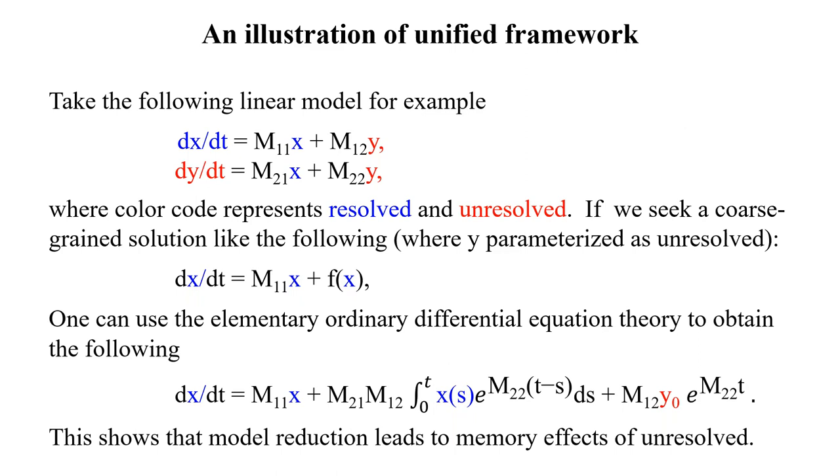To further explain what this means, let me use elementary differential equation theory to illustrate. If you take the following linear equation here, and we denote blue as resolved and red as unresolved, you follow the recipe of such a solution and you end up with this last expression here. That's just elementary ordinary differential equation theory, nothing more. This shows that if you want to account for subgrid processes, you need to include in the expression of the tendency the memory term.